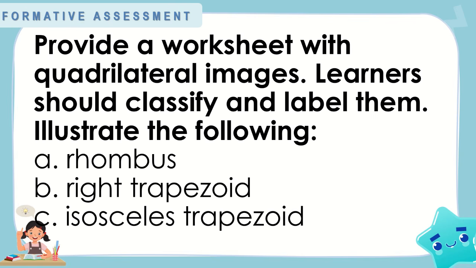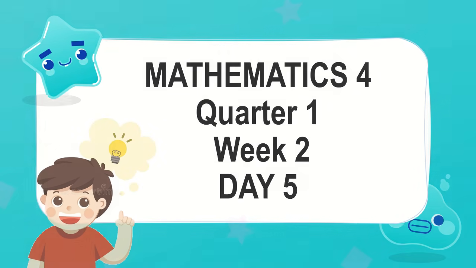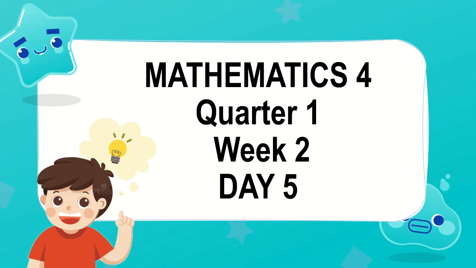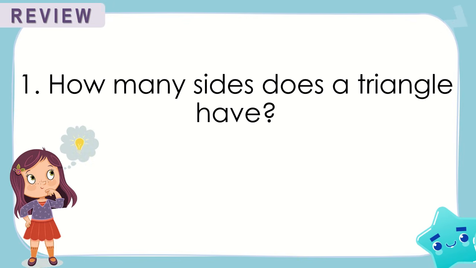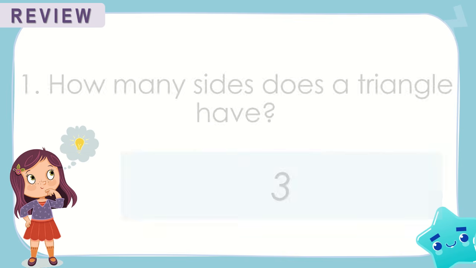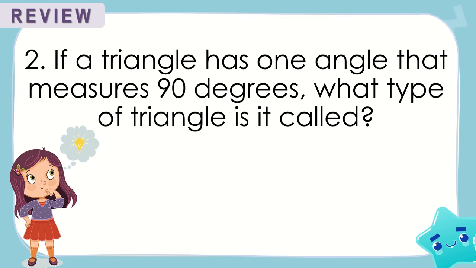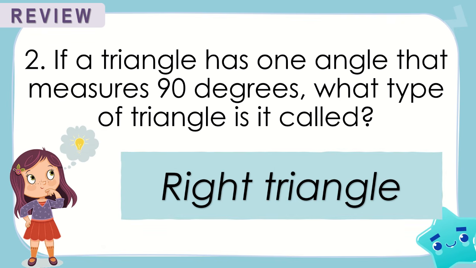For formative assessment, provide a worksheet with quadrilateral images. Learners should classify and label them. Illustrate the following: rhombus, right trapezoid, and isosceles trapezoid. For day 5, how many sides does a triangle have? 3. If a triangle has one angle that measures 90 degrees, what type of triangle is it called? Right triangle.